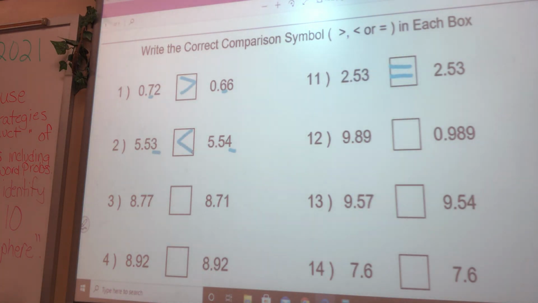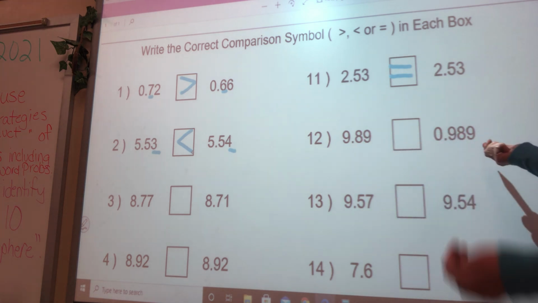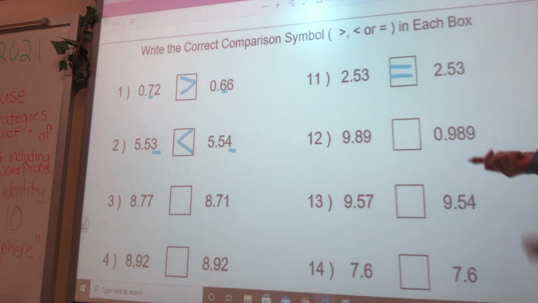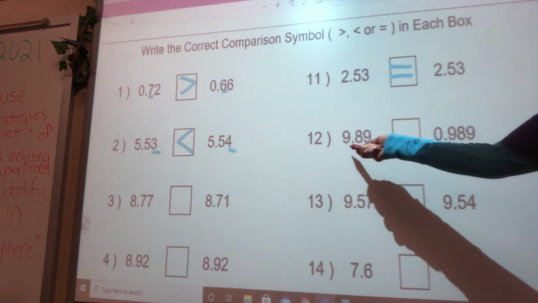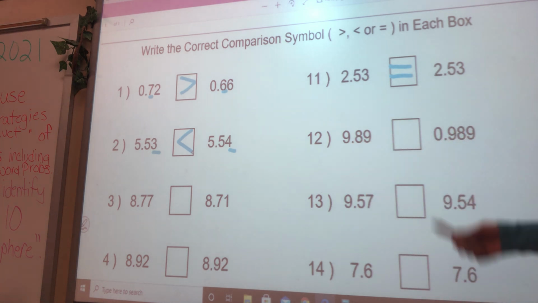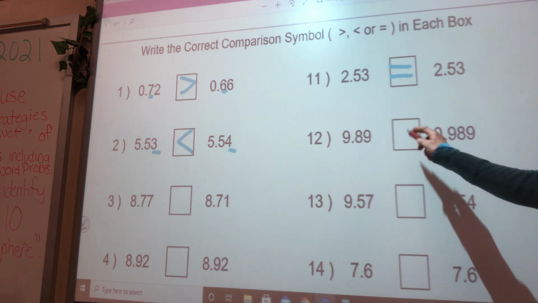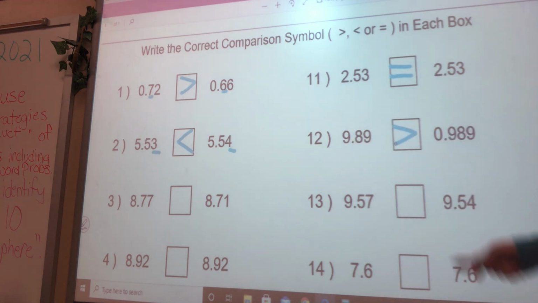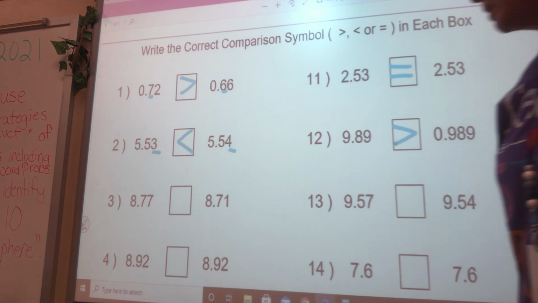All right, now this one, wow, this is an easy one. We have these same digits here, but that decimal point makes all the difference in the world. Over here we have 9 whole ones. Over here we have 0 whole ones. So definitely 9 whole ones is greater than 0 whole ones.